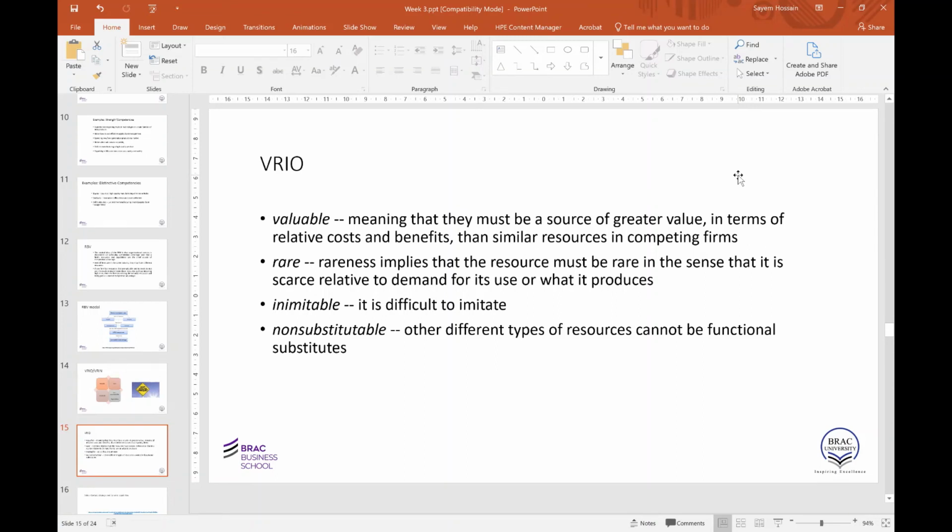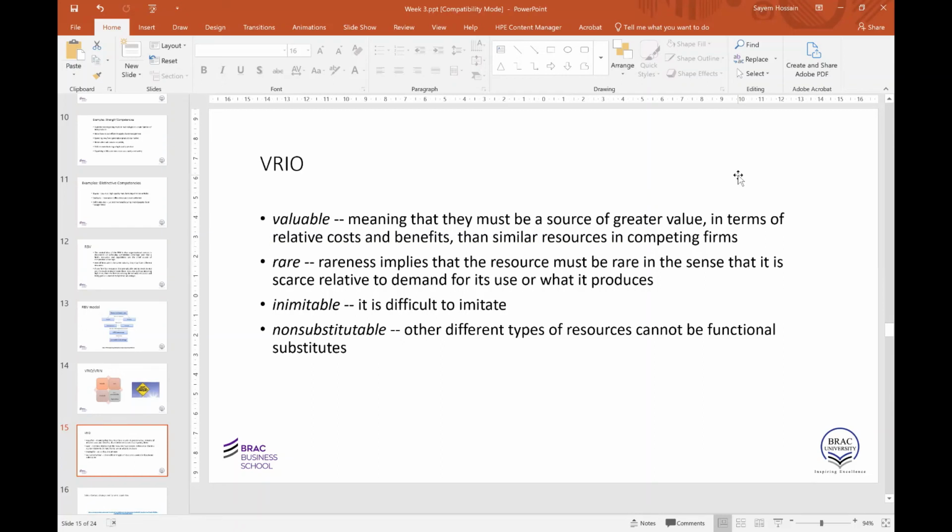So what value does your product offer to your customers? Rare. Rareness implies that the resource must be rare in the sense that it is scarce relative to demand for its use or what it produces. So there's got to be some rare aspect, all right?